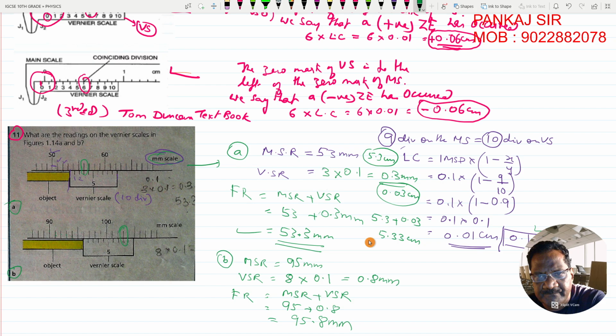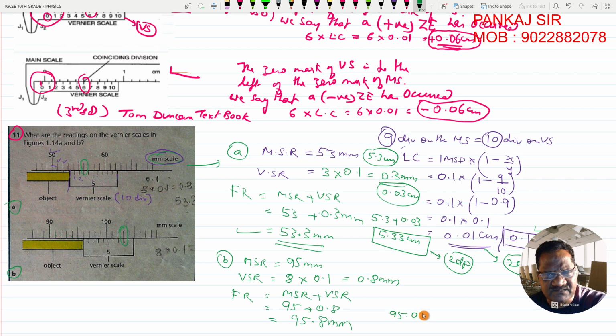You getting me? Now here you can see that my accuracy is of 2 dp, 2 decimal points, because I have taken the reading in centimeter, and in centimeter my least count is 0.01, which is indicating 2 dp, right? Same way over here. So either you can give your answer in millimeter as 53.3 and 95.8 millimeter respectively, or you can give your answer as 5.33 centimeter, and here you can give your answer as 95 point, I think this should be 95.08 centimeter. So anyways, both your answers are correct.